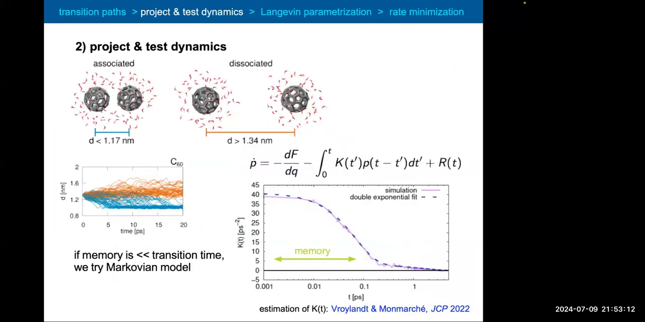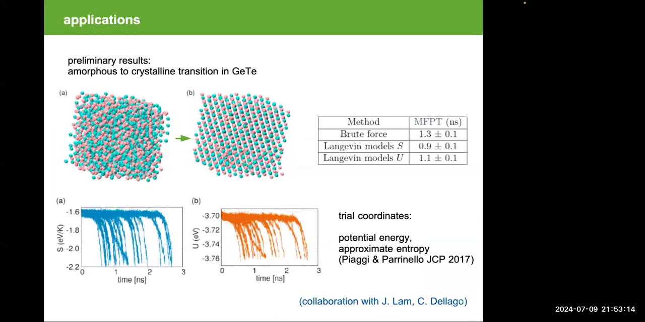And of course, we had to pass from a mathematical theorem done by other people to applications. I will skip the details. I can tell you if you are curious. We tried at least. We started to study phase transitions, like in phase change materials, the transition from amorphous to crystalline. And we seem to obtain rates which are in agreement with brute force simulations. So this is encouraging.